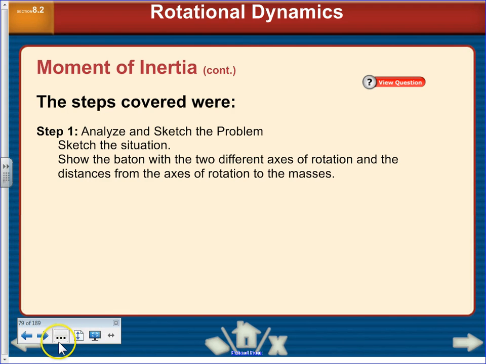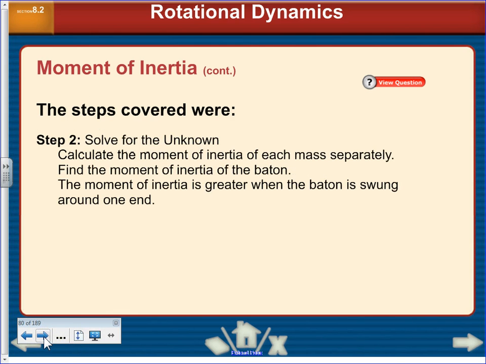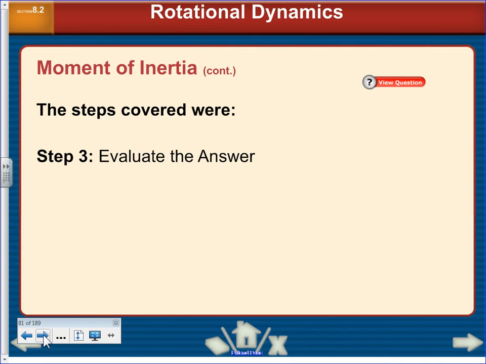And we sketched it out. We solved for the unknown. We evaluated our answer.